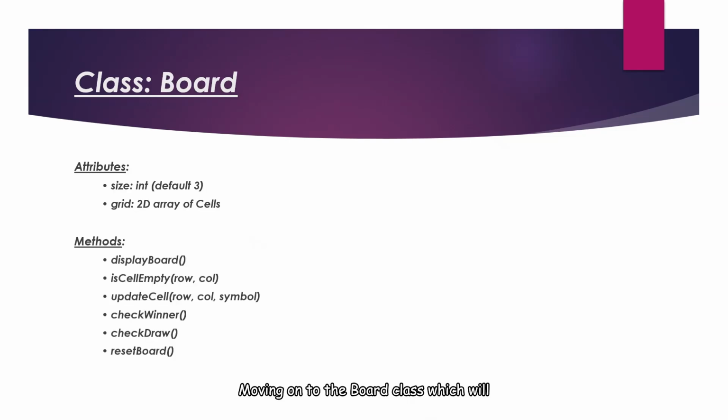Moving on to the board class, which will manage the entire 3x3 grid, the board will be represented as a 2D array of cell objects. This class will include several critical methods: displayBoard, which will print the grid to the console or GUI, isEmpty, which checks whether a specific cell is empty, and updateCell, which places a player's mark in a given cell. Additionally, the board class will need methods to determine the state of the game, like checking for a winner or detecting a draw. To do this, we will check if a row, column, or diagonal contains the same symbol, which would indicate a winner. This class is essential for managing the state of the game board.